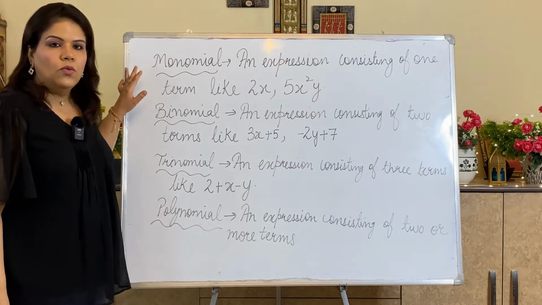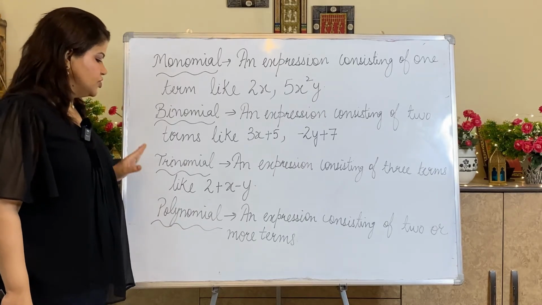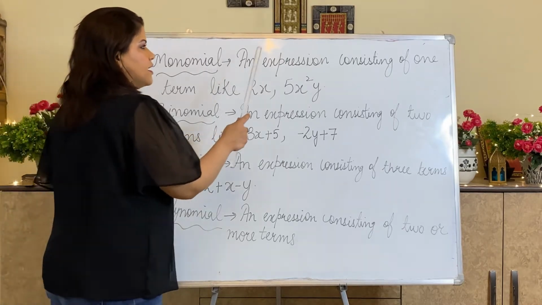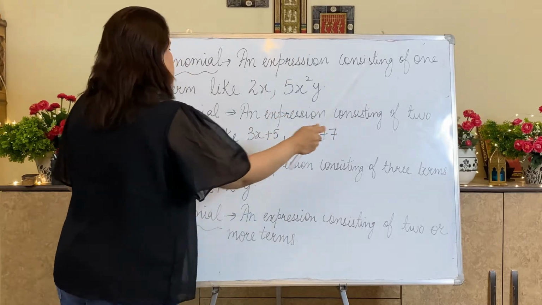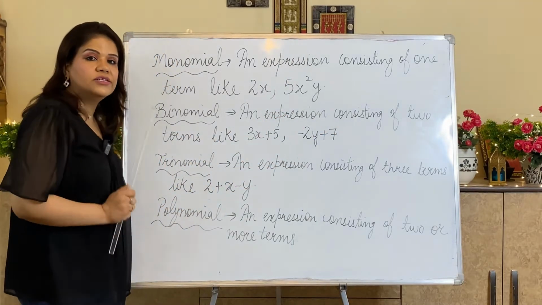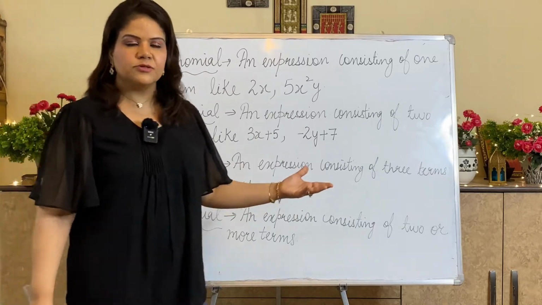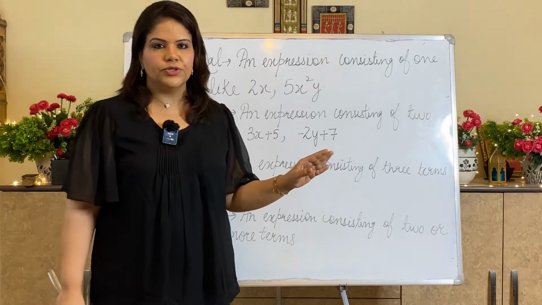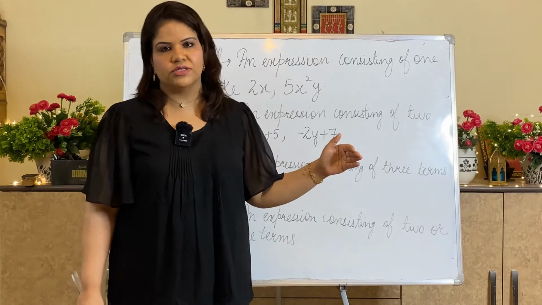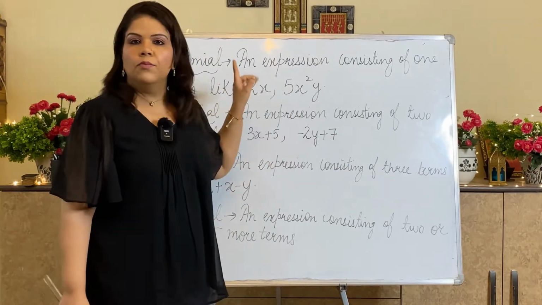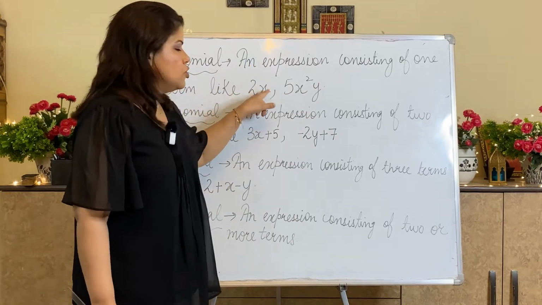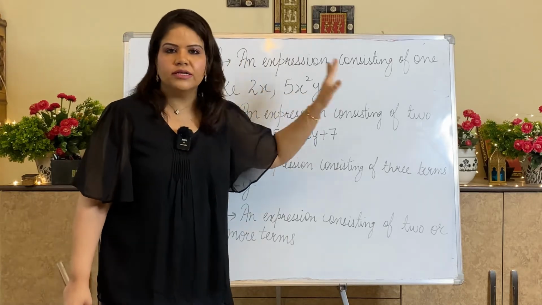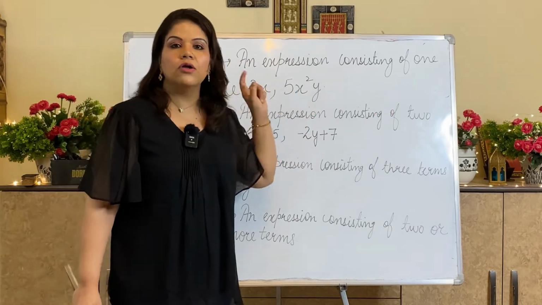Now I am telling you what are monomial, binomial, trinomial and polynomial. For monomial, I take an expression which consists of only one term. An algebraic expression which has only one term. No other term is connected to it using addition or subtraction sign. That is called monomial. Like 2x. No other term is connected to it. 5x square y. No other term is connected to it. They both are monomial.